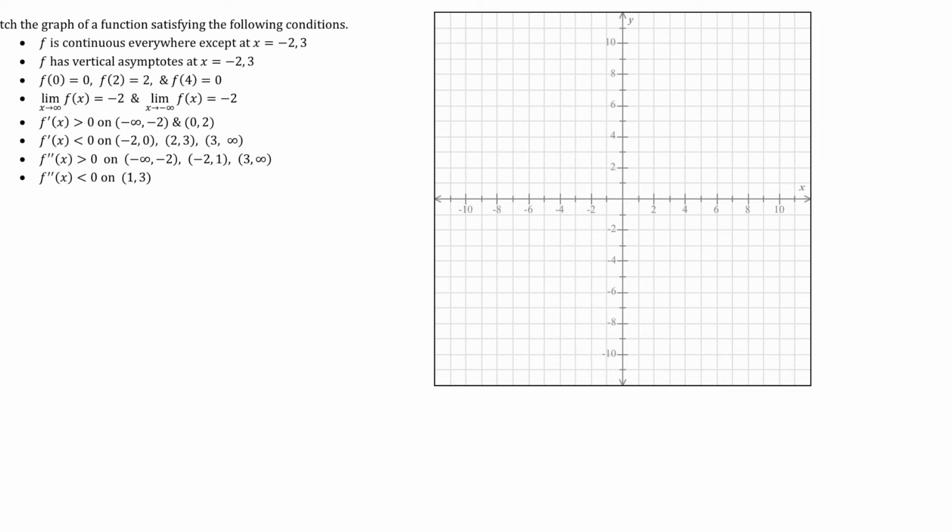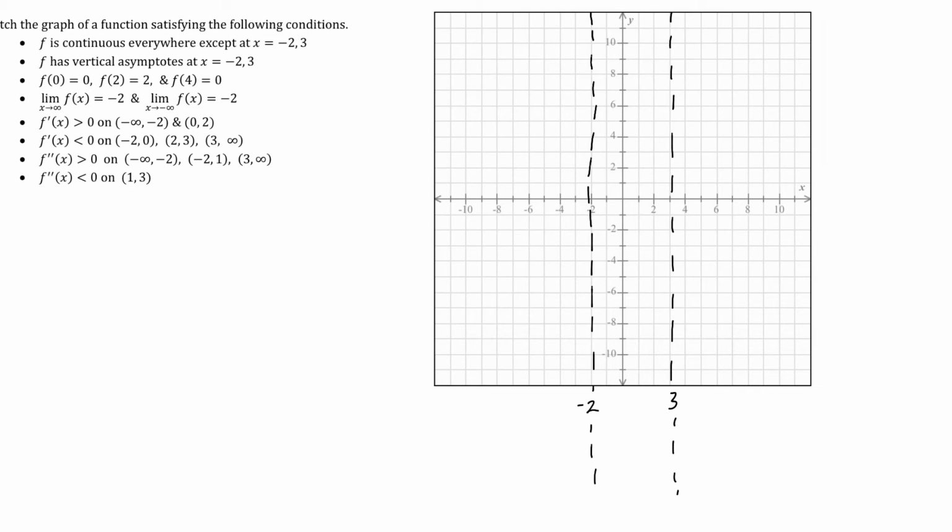So for number 6, you are sketching a graph that has some conditions. And you want to just go through these and plot them. So first of all, continuous everywhere except for negative 2 and 3. Typically that means there's asymptotes there. And if you go down to the next statement, there are asymptotes at negative 2 and 3. So I'm going to come on here and draw in my asymptotes. And I know that my graph is going to have to break up there, so I can start drawing my chart right below here.